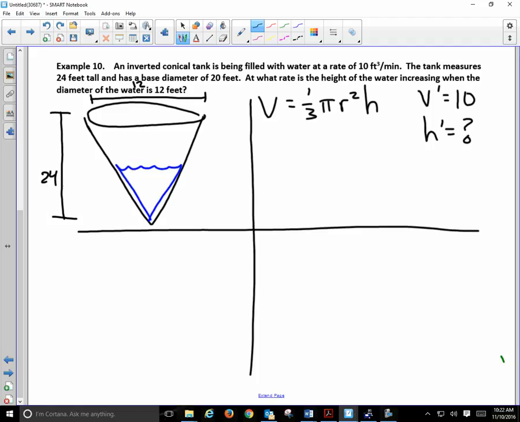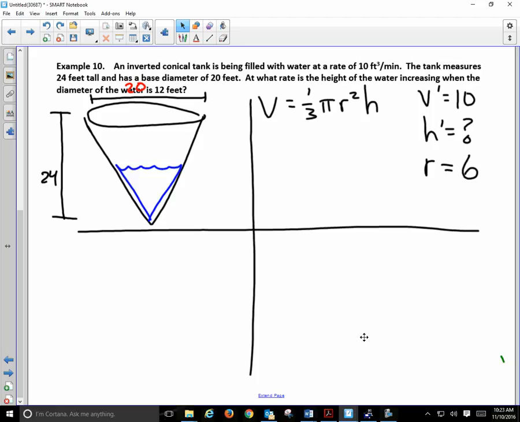We do know the current radius of the water. What is the current radius of the water? 6. This is the diameter. Oh, I'm sorry, folks, I gave that the wrong label. The diameter of the cone is 20. Okay? So yes, the radius of the water at this time is 6. So we want to find the rate at which the height is increasing.